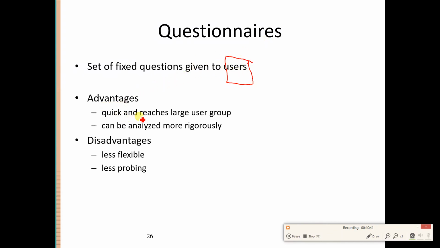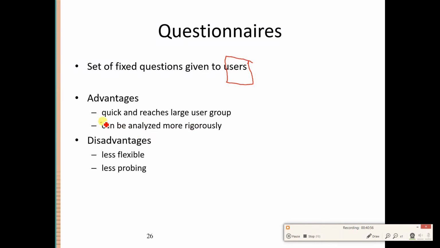Advantages are that they are quick and reach a large user group. It might take 20 or 30 minutes, and we can distribute the questions to 100 people and then have feedback from these people. The results can be analyzed more rigorously.